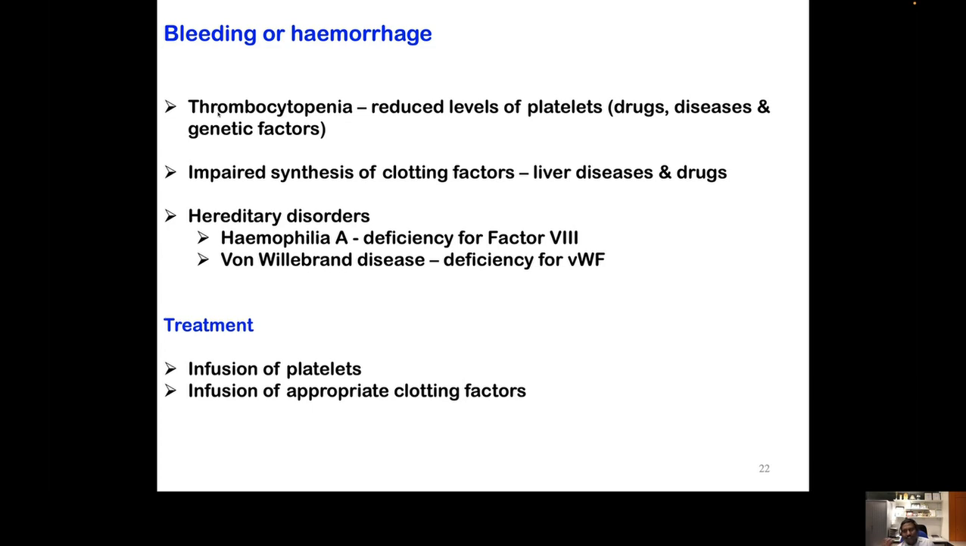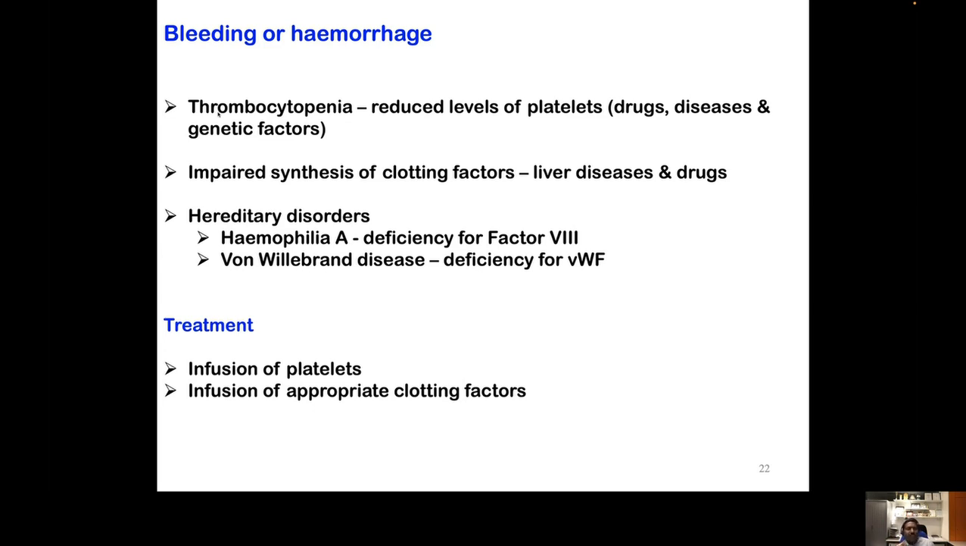The cause could be anything. It could be due to immunosuppressive drugs or immune diseases, or it could be related to genetic factors. So basically they don't have enough platelets. If they don't have a sufficient amount of platelets, they can't clot the blood quickly. Therefore they will bleed for a long time.